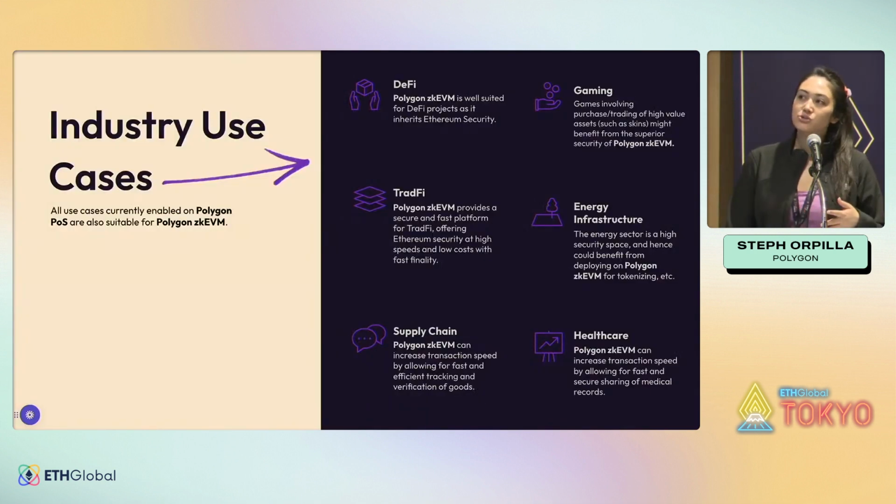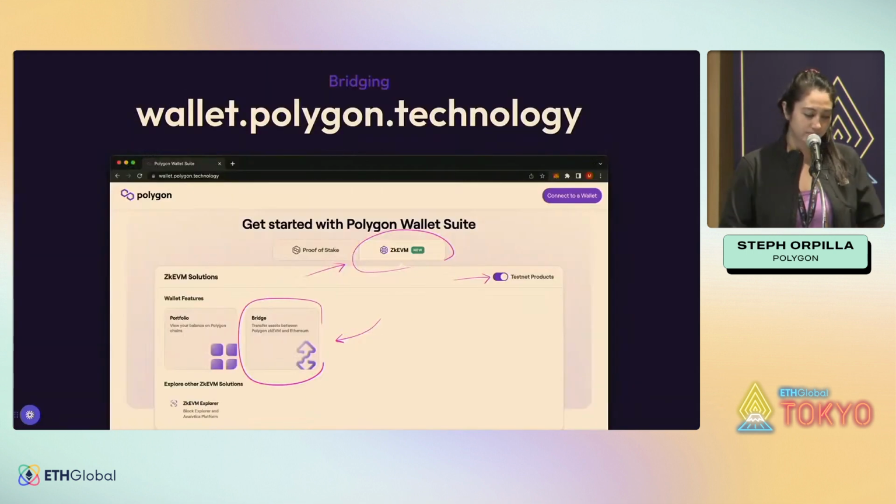Some of the industry use cases that we're really excited to see you all build are in the DeFi and traditional finance space. When you're transferring value, you want high levels of security, right? Because you don't want somebody to be able to change that transaction. So for finance, we highly suggest zkEVM. Also for supply chain, infrastructure projects, healthcare, all of that, you need high levels of trust. So Polygon zkEVM is the right choice when you're figuring out what chain to use there.